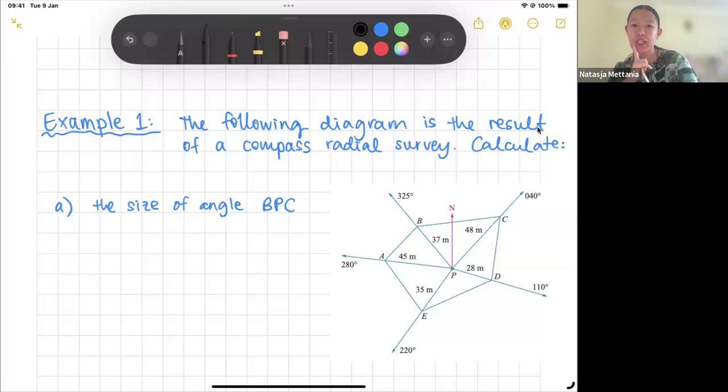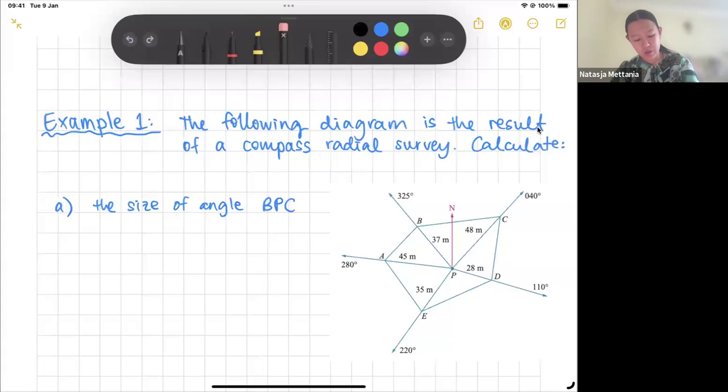Question A: you need to calculate the size of angle BPC. So this is the angle that you're trying to find, angle BPC. So let's start. We need to use the information that we are given.